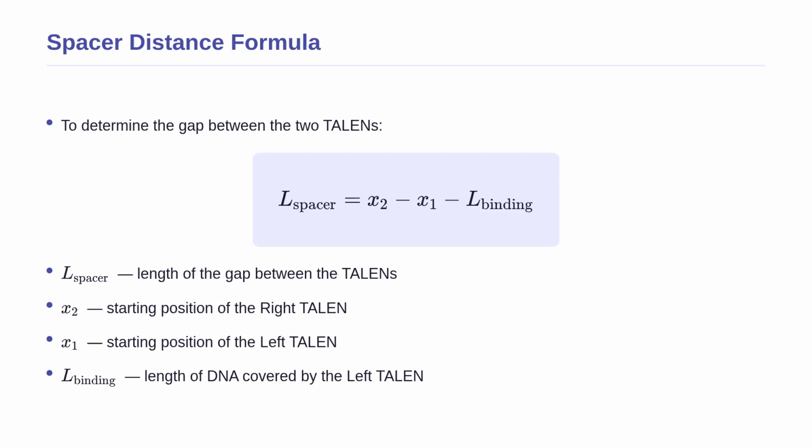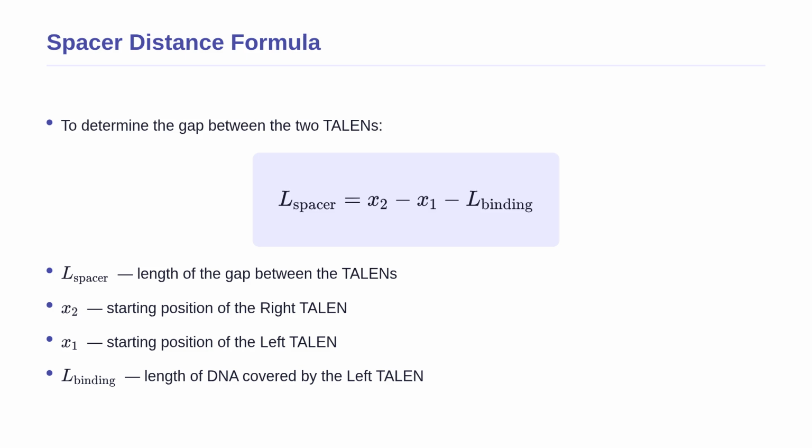To ensure the enzymes can meet perfectly, we use the spacer distance formula. In this equation, L spacer is the length of the gap between the two TALENs where the actual cutting happens. The variable x2 is the starting position of the right TALEN on the DNA strand, and x1 is the starting position of the left TALEN.